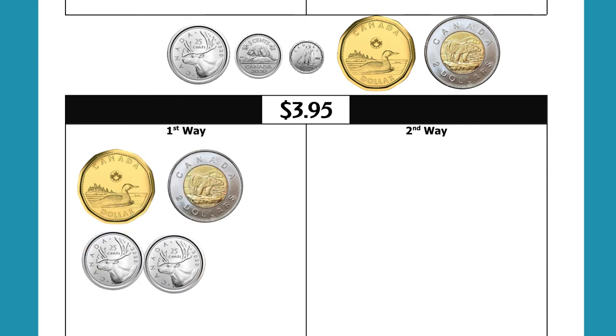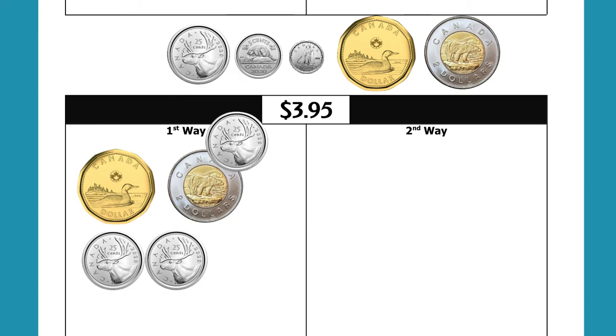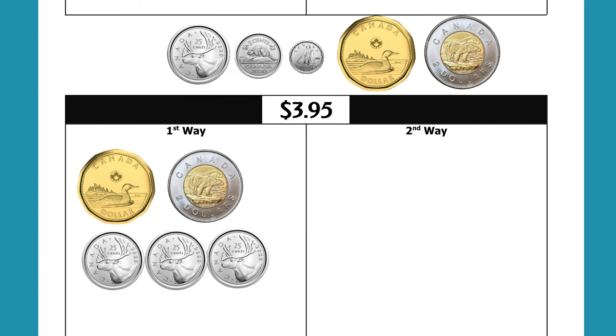So I'll use 3 quarters to get me to 75 cents. And now I can use some dimes to get up to 90. So again, I'll be counting by tens from there on. So we're at the 75 cents. So now that makes 85 cents. And if I can get this, that makes 95 cents.